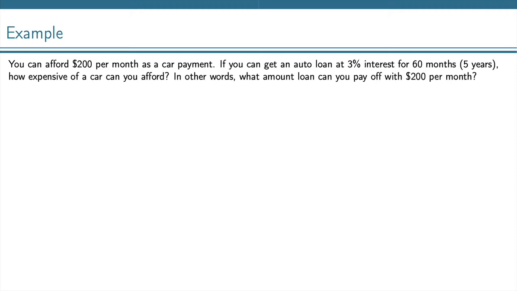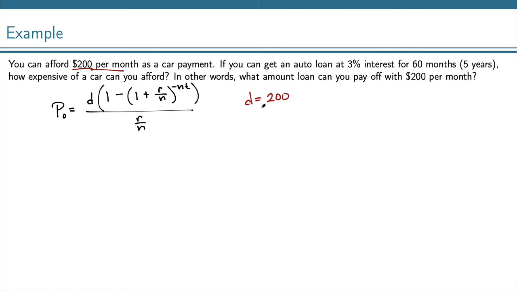So the formula that we're using here is that payout annuity or loan formula. We've got P naught equals D times (1 minus (1 plus R over N) to the negative N T) over R over N. There are a lot of different things that we've got here in this problem. We've got this $200 per month that we're paying. So that's the D. Okay, so we have D equals 200, the size of the regular payment. We have a 3% interest rate. So that's R, and we write it in decimal form, 0.03.